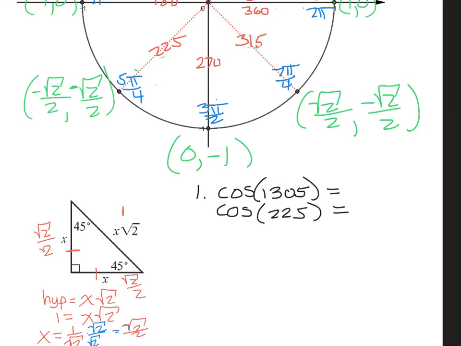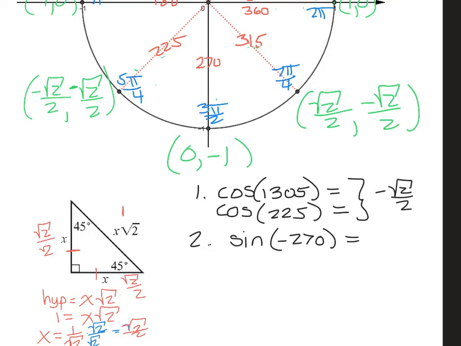Cosine is the x value, and we look at the 225 angle, and the x value is a negative square root of 2 over 2. Example 2, let's try a negative angle. So sometimes we're given negative angles. Let's say, what's the sine of negative 270 degrees?